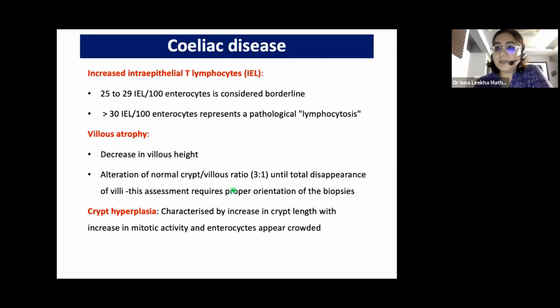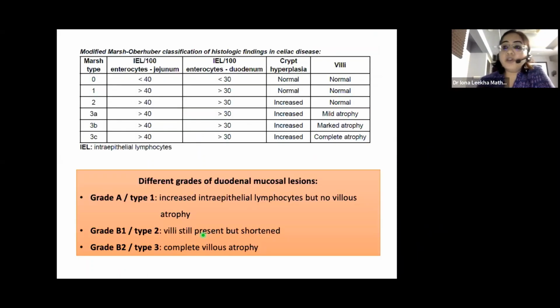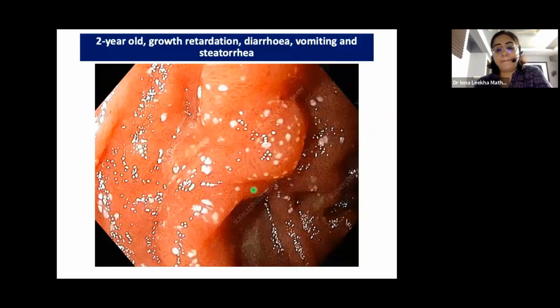And for this assessment, we have to have proper orientation of the biopsies. Along with that, there is crypt hyperplasia, which is characterized by an increase in crypt length with increase in mitosis, and enterocytes appear crowded. We follow the modified Marsh system for grading, which is based on the presence of IELs, crypt hyperplasia, and villi. The lower half shows a simpler way of grading celiac disease.